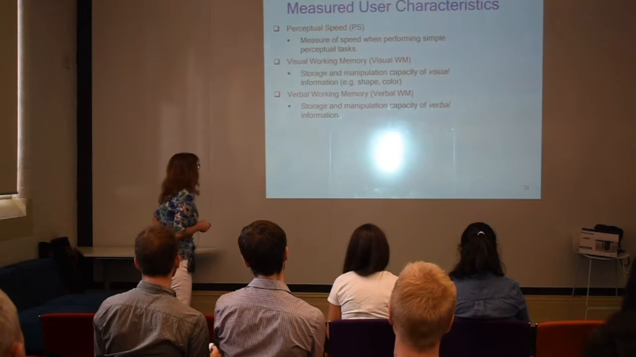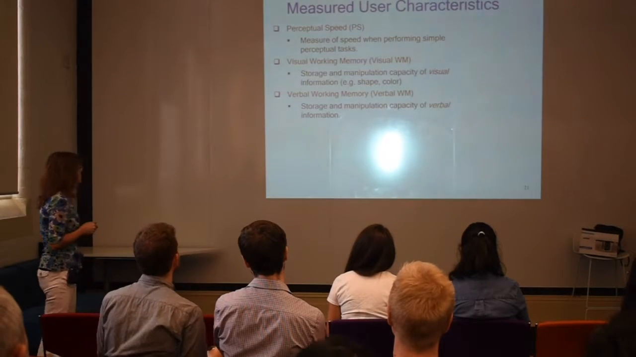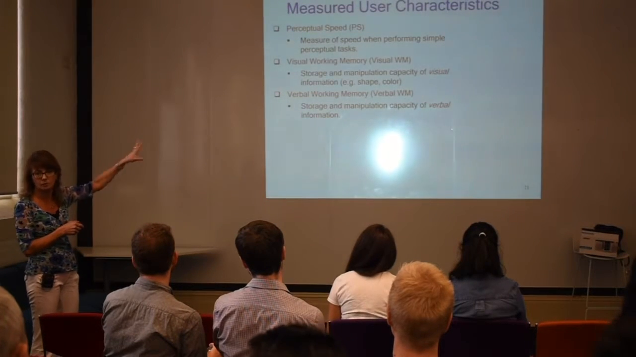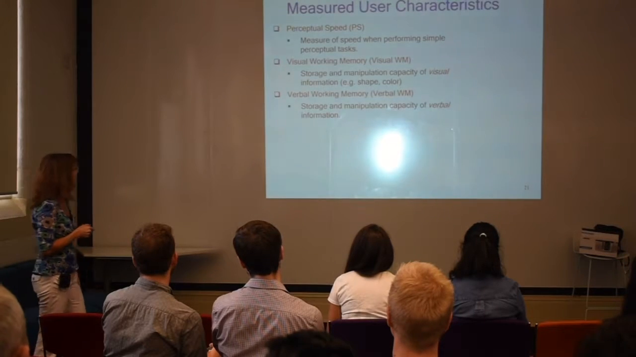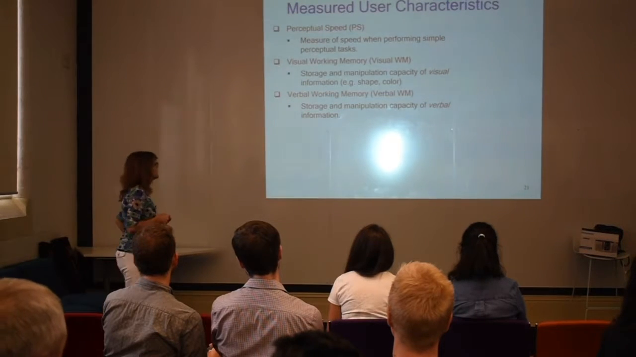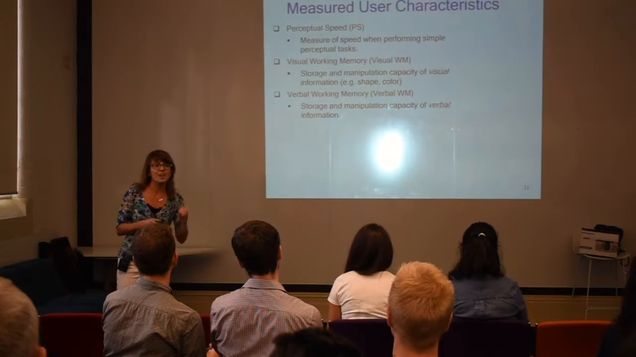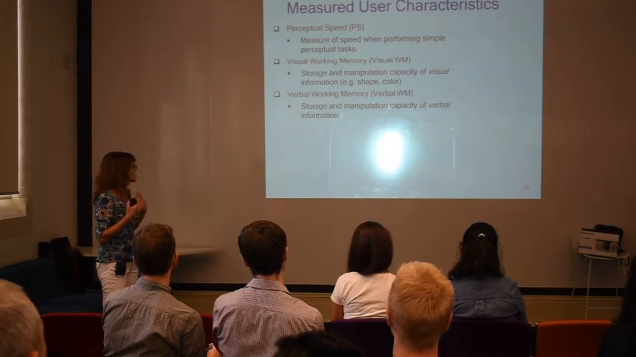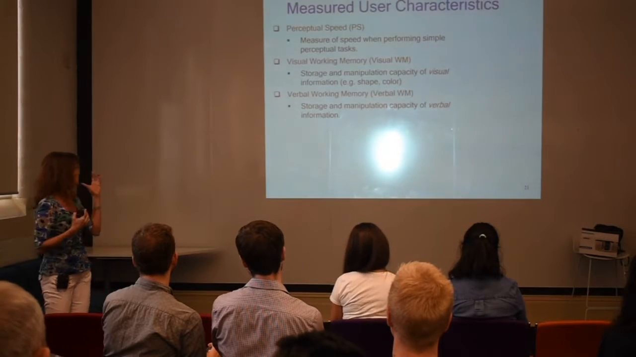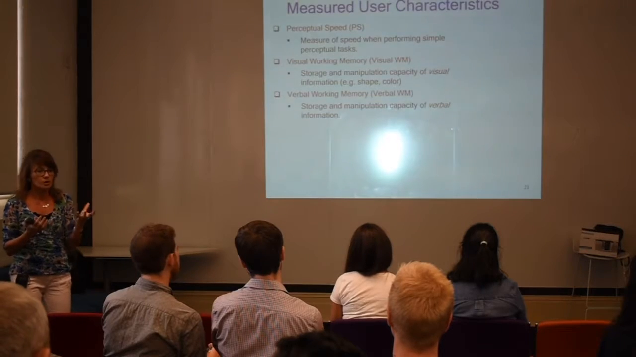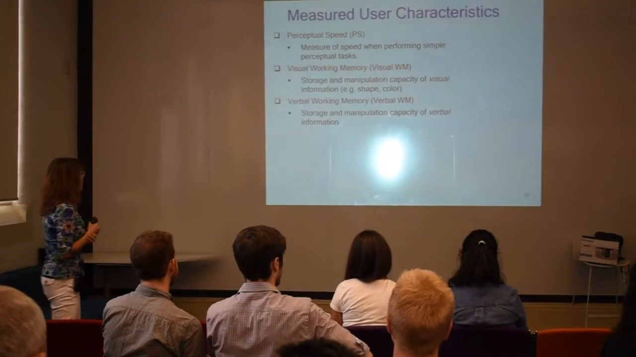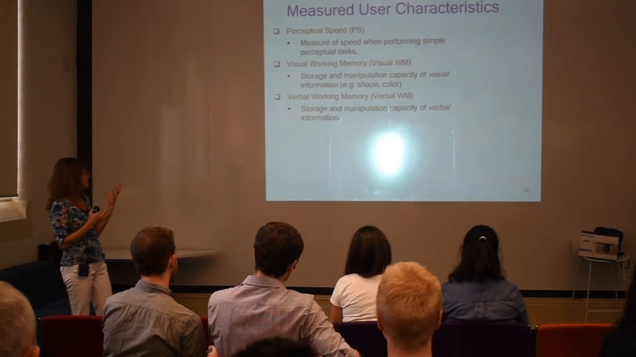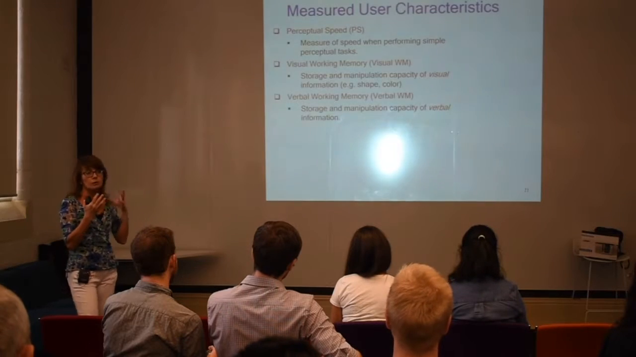We looked at these three: perceptual speed, visual working memory, and verbal working memory. These are well-known psychological constructs. We didn't make them up. They come from the perceptual psychology literature. Perceptual speed is a measure of speed when performing simple perceptual tasks. Visual working memory is a measure of one's capacity for storing and manipulating visual information, such as shape, color, and orientation of objects. And verbal working memory is the counterpart, a measure of the capacity of manipulating and storing verbal information.